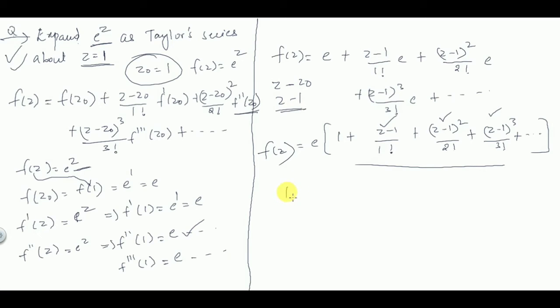So if you talk about ROC, what is ROC? This expansion is valid only when z minus 1 is a finite value. Okay, if z minus 1 is an infinite value, this becomes infinite, right? So mod z minus 1 is less than infinity; only then is this function f of z a valid function. Okay, so this is how we can find the ROC, and this is how we can find the expansion of f of z about a given point z0 equal to 1 for the function e power z.